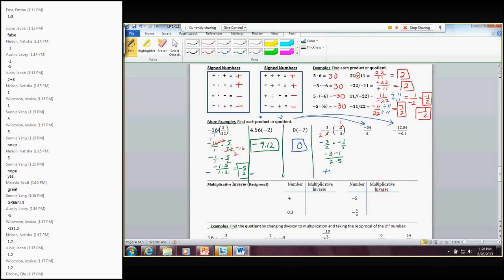So now we just said our answer is going to be positive, and look what happens. Negative 3 times negative 1 is positive 3. And the denominator, 2 times 5, is 10.